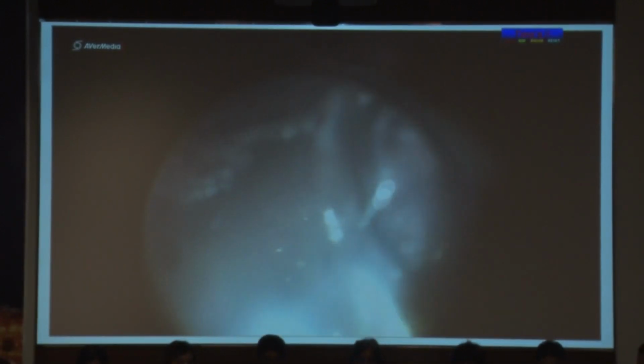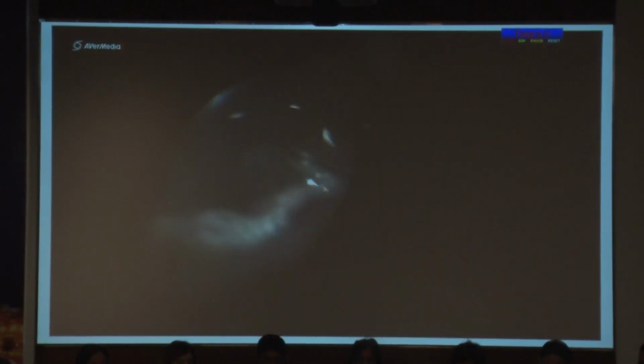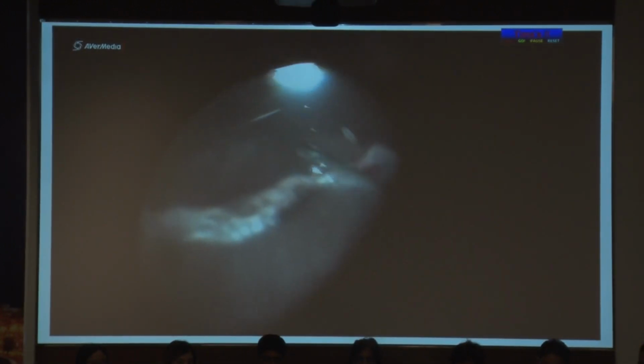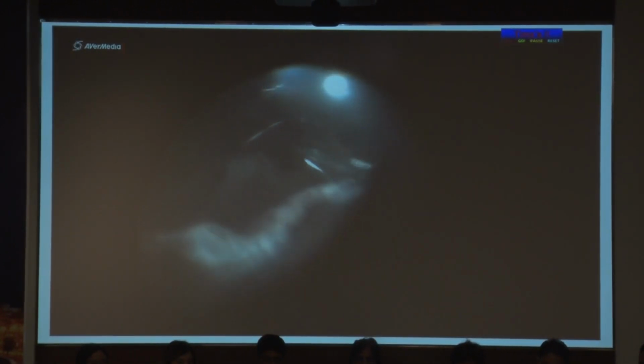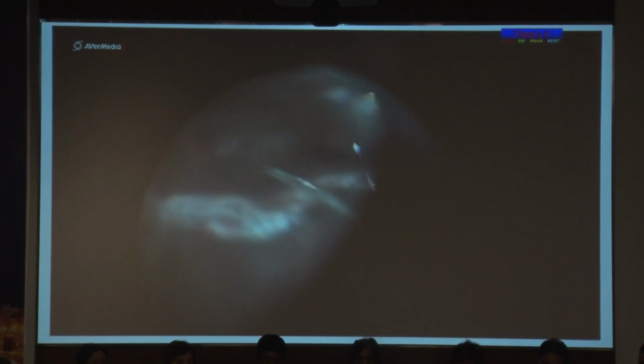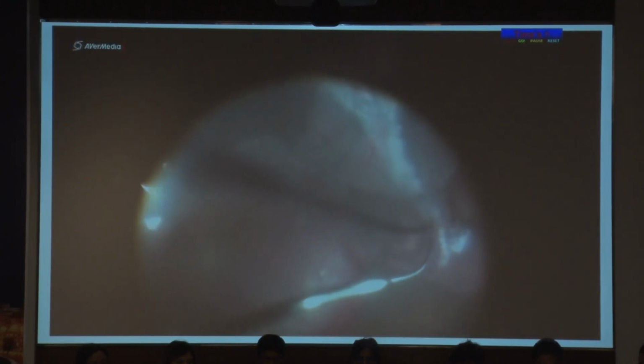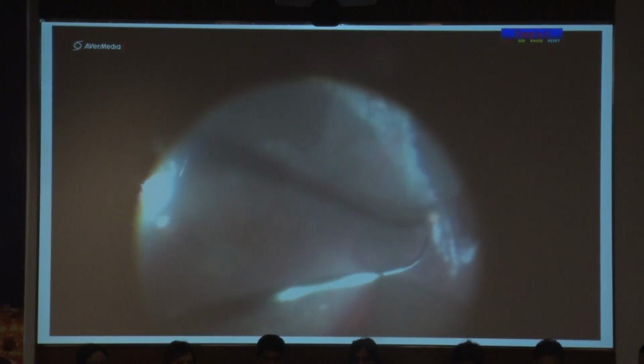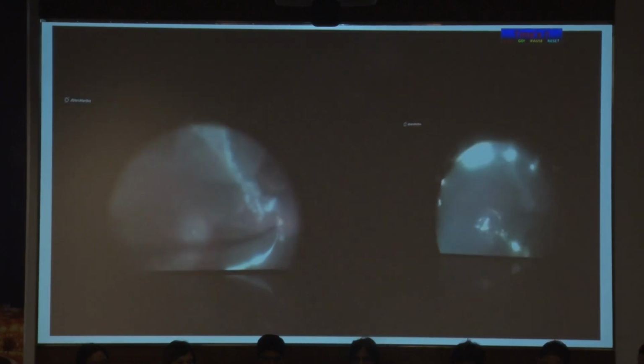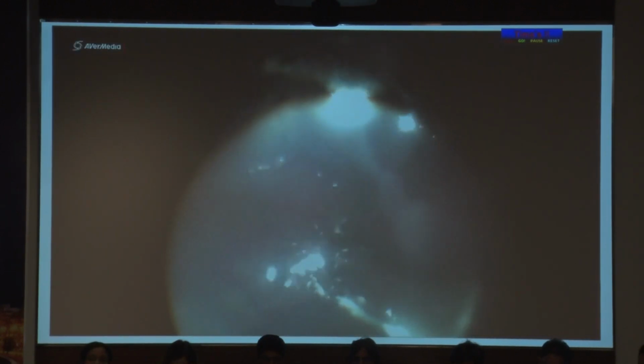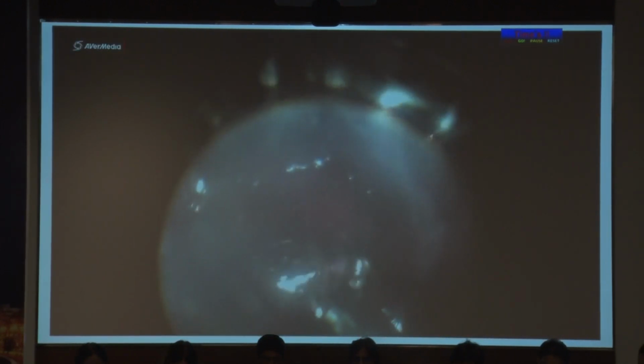Fluid gas exchange was performed, and PFCL was removed. 360-degree endolaser was completed, and silicone oil was injected. This silicone oil was of 5,000 centistokes.